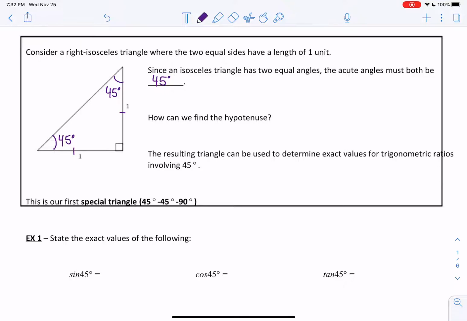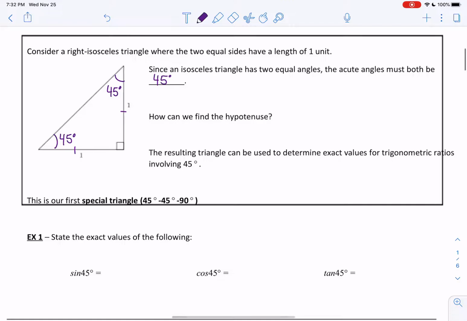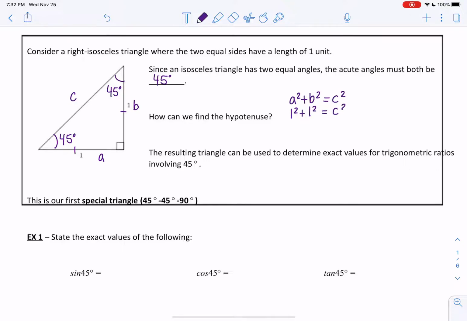Now we need to find the length of the hypotenuse. To do that, we label our triangle. C has to go onto the hypotenuse, and A and B can go onto the other 2 sides. So now we can sub everything into the Pythagorean theorem. A squared plus B squared equals C squared. So A is 1, B is 1, and we're looking for C. So we'll have 1 plus 1 equals C squared, 2 equals C squared. So that gives us root 2 equals C.